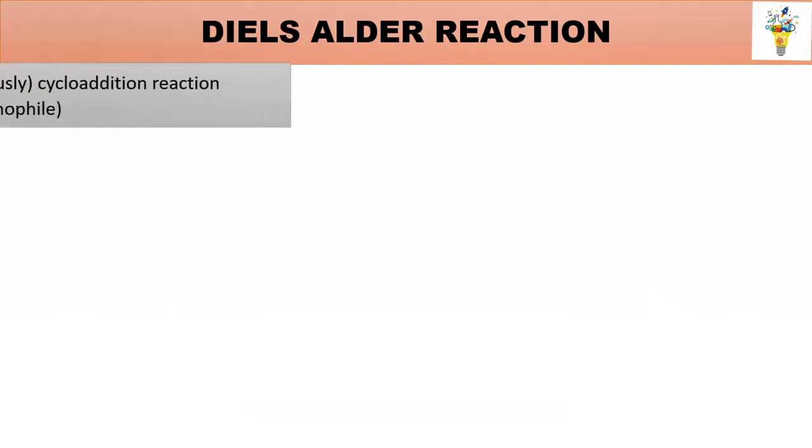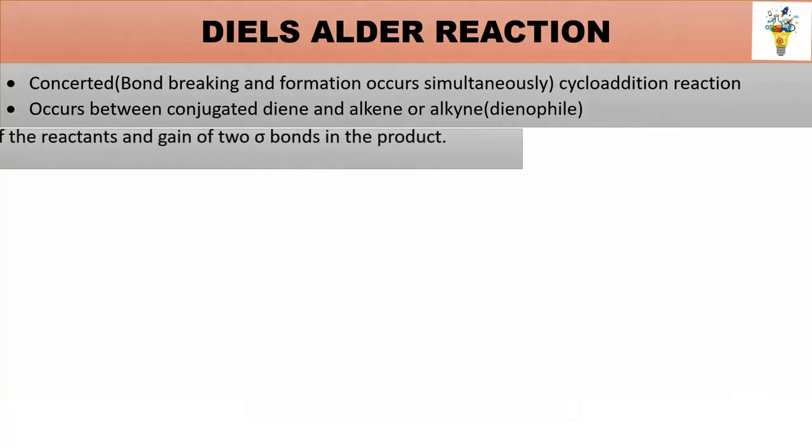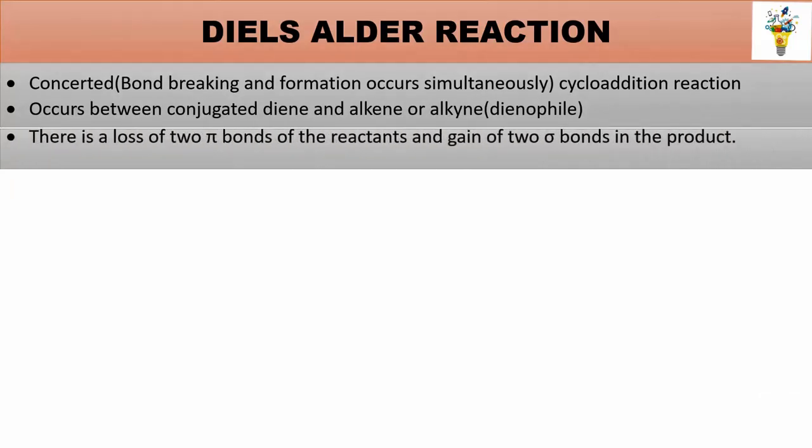In this presentation we are going to deal with the Diels-Alder reaction. The Diels-Alder reaction is a type of cycloaddition reaction and it occurs between a conjugated diene and an alkene or alkyne, which is the dienophile.